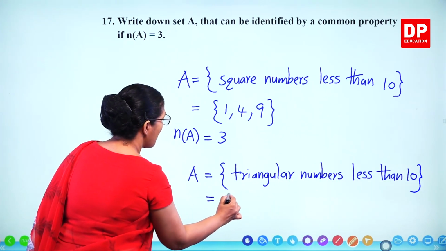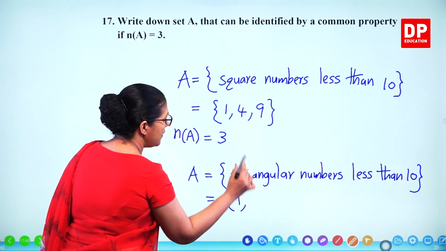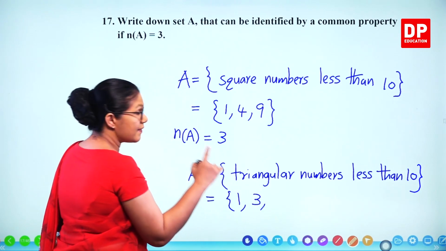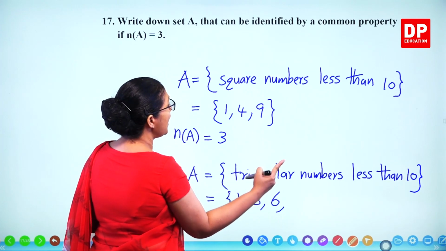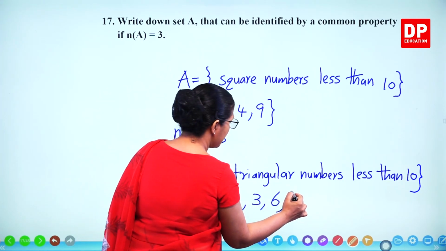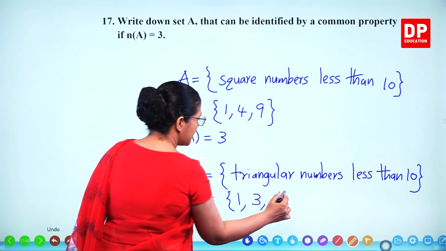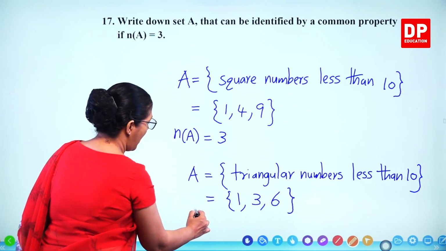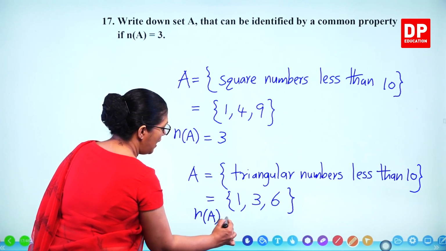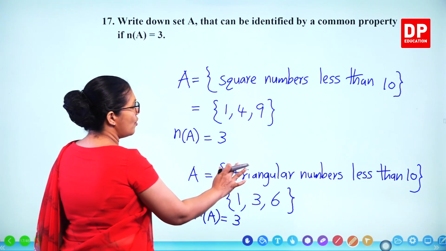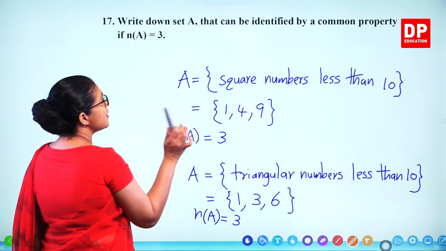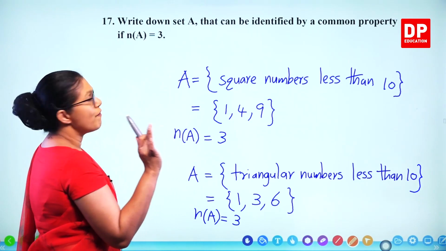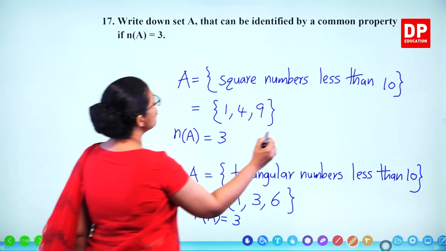What are the triangular numbers? 1. Then you need 3 dots to make the other triangle. Then 6. Then 10. But 10 you can't write. So less than 10 means 1, 3, 6. So there also you get number of elements is 3. So you can give any example related to number of elements is 3. So 2 marks for that.